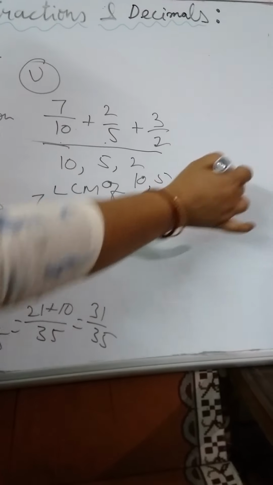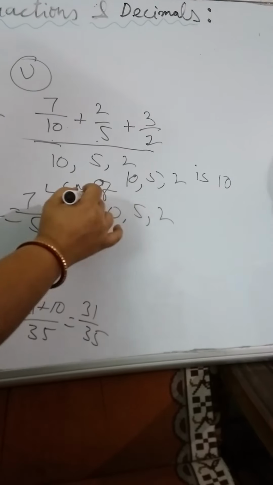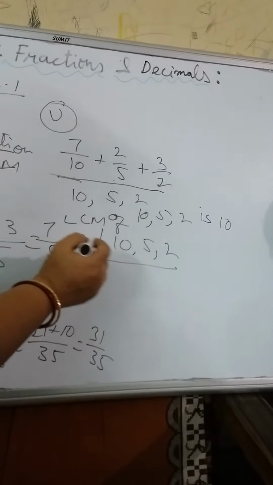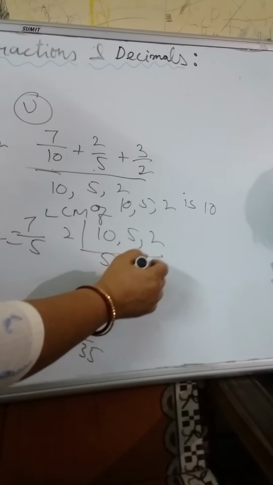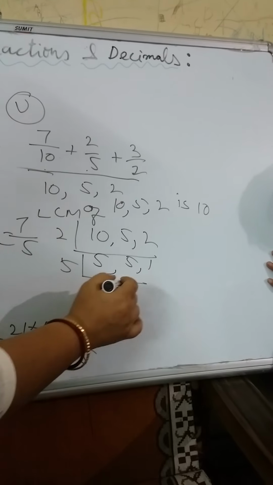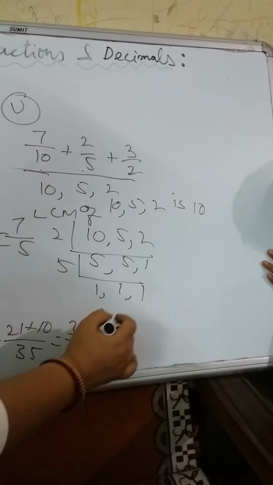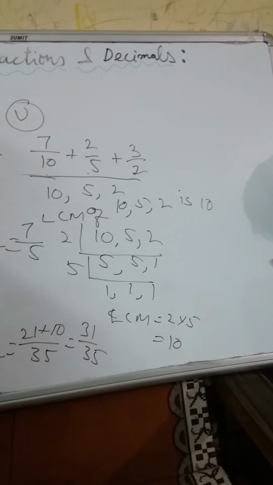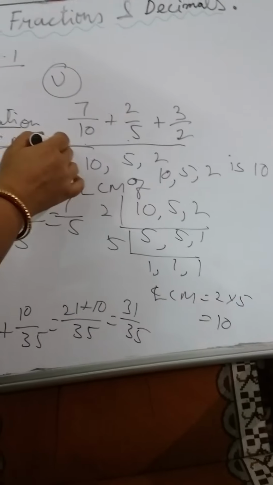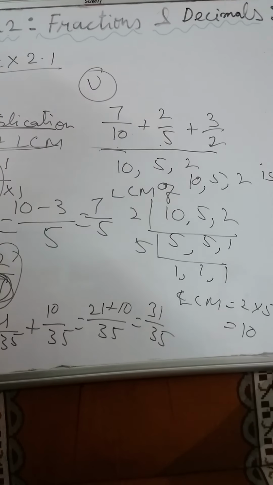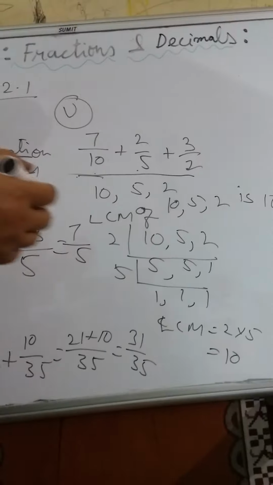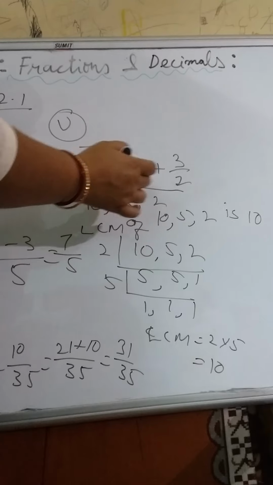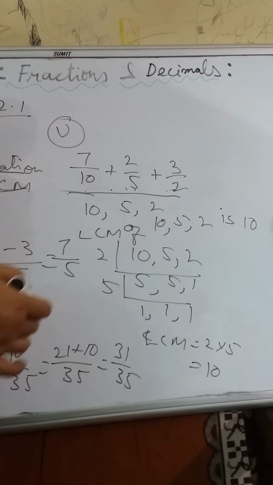is 10. So how can you take out LCM? This is 10, 5, 2. If you divide it by 2, so this LCM is 2 into 5, it is 10. Okay. So that means the next step will be, as their LCM is 10, you will convert their denominators to 10.